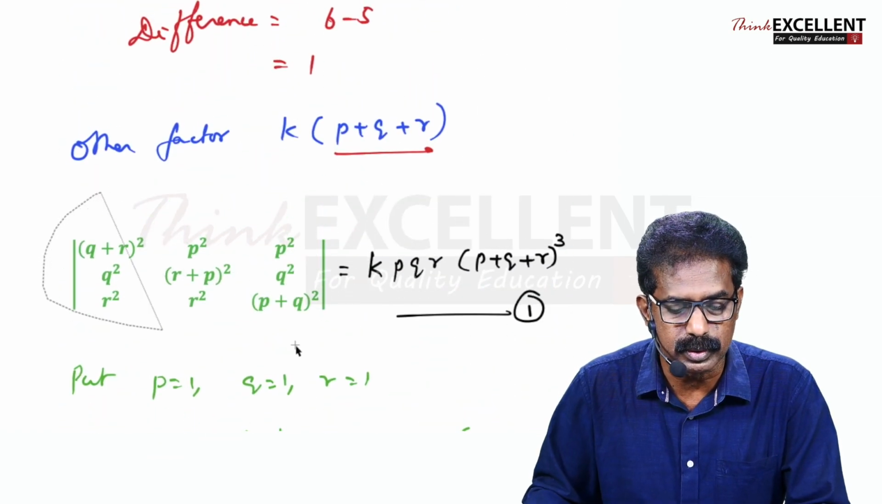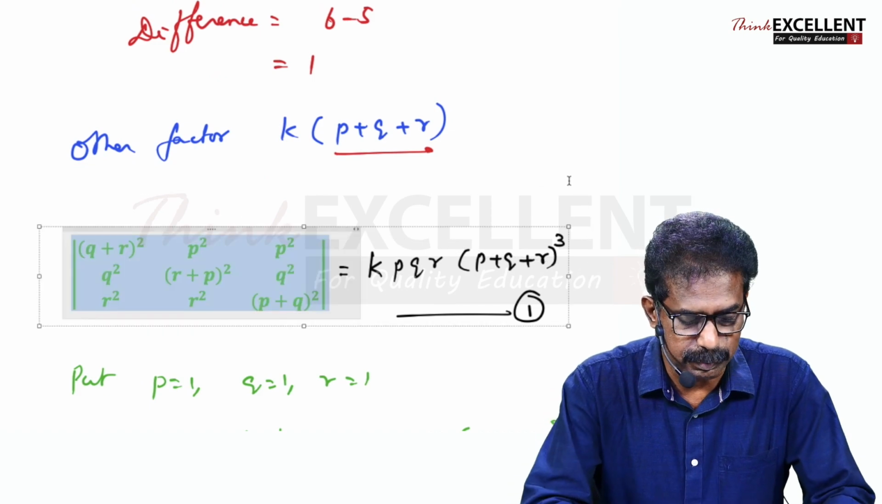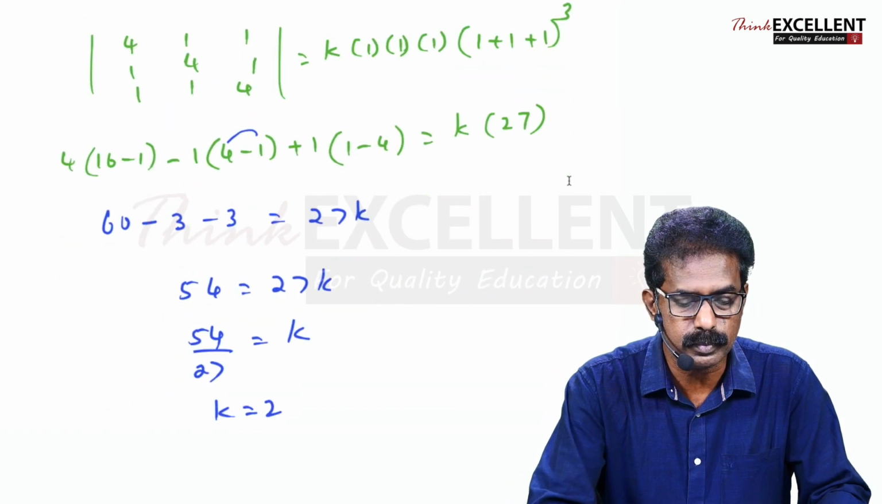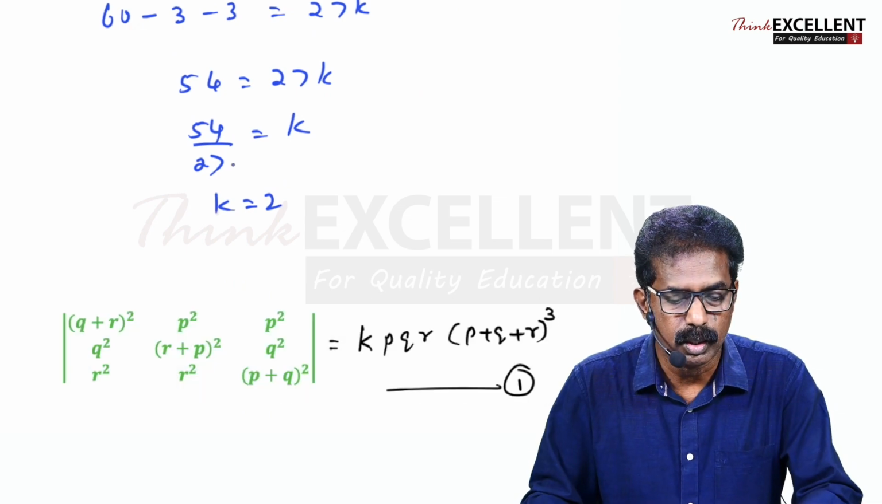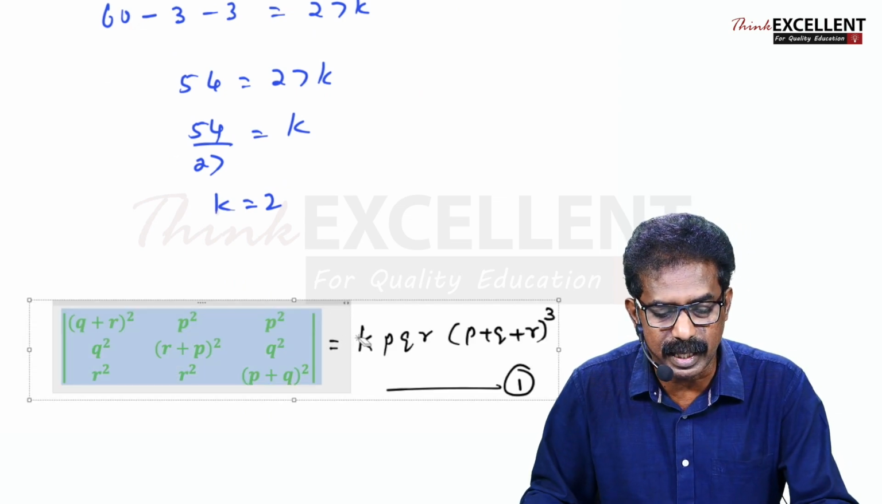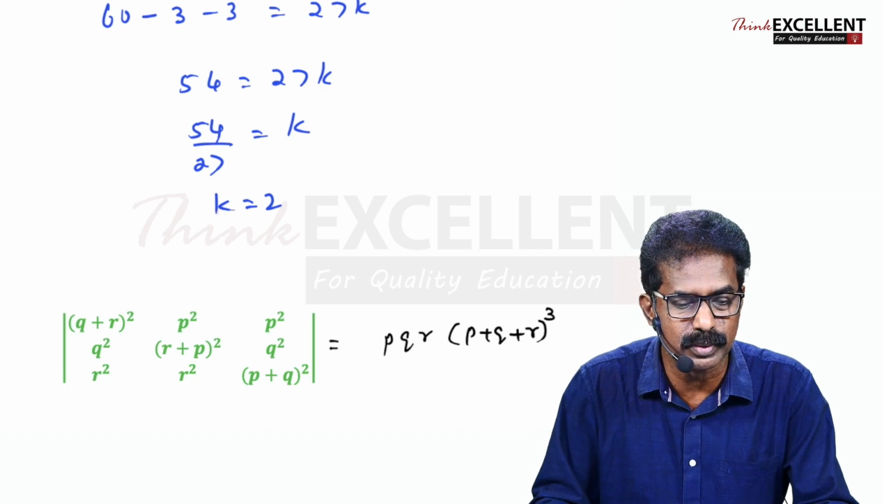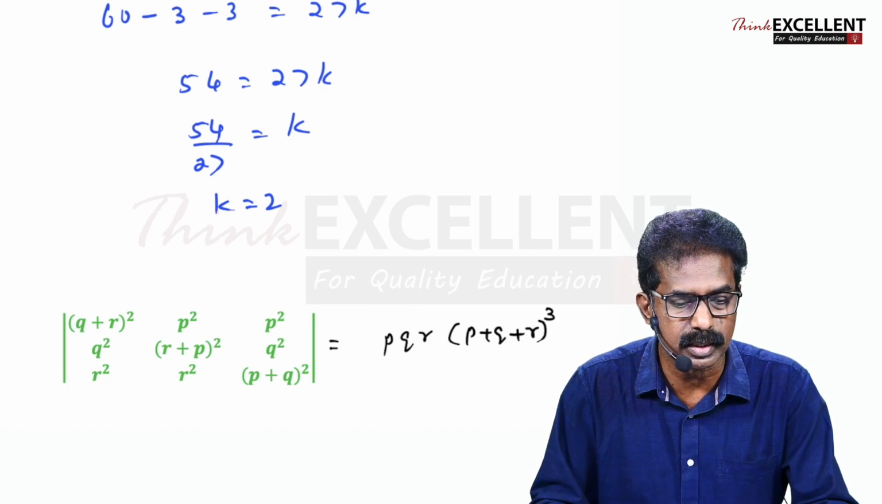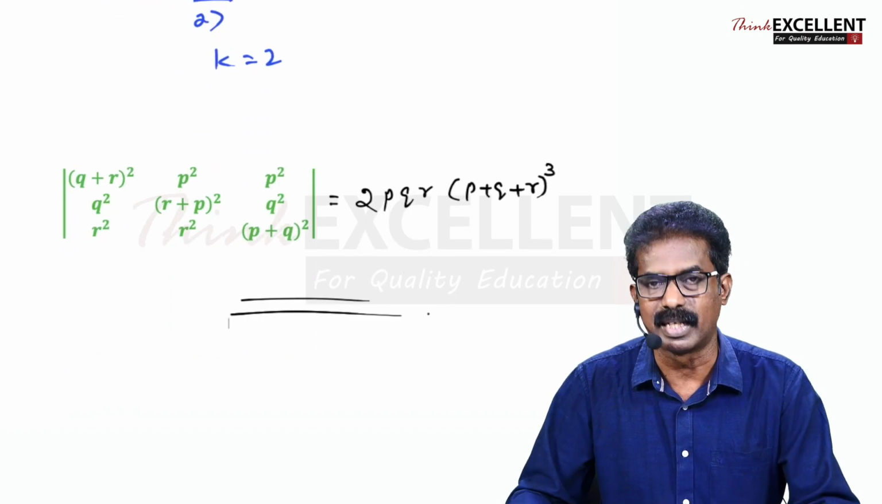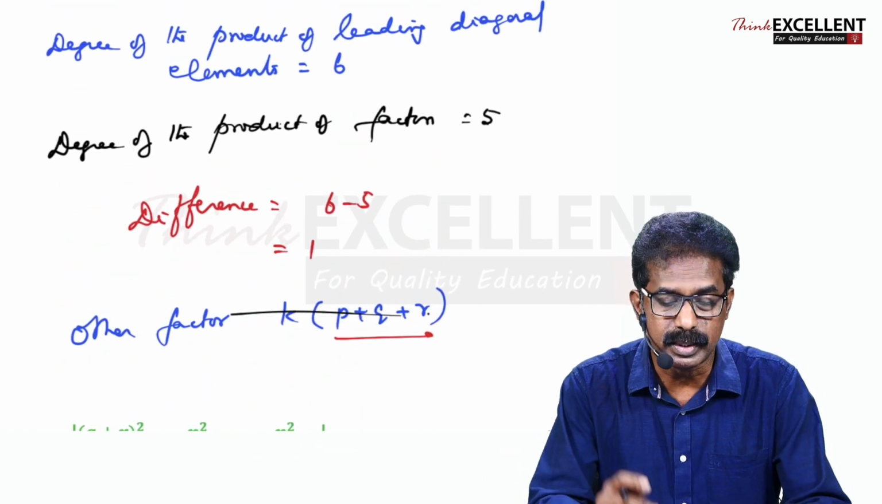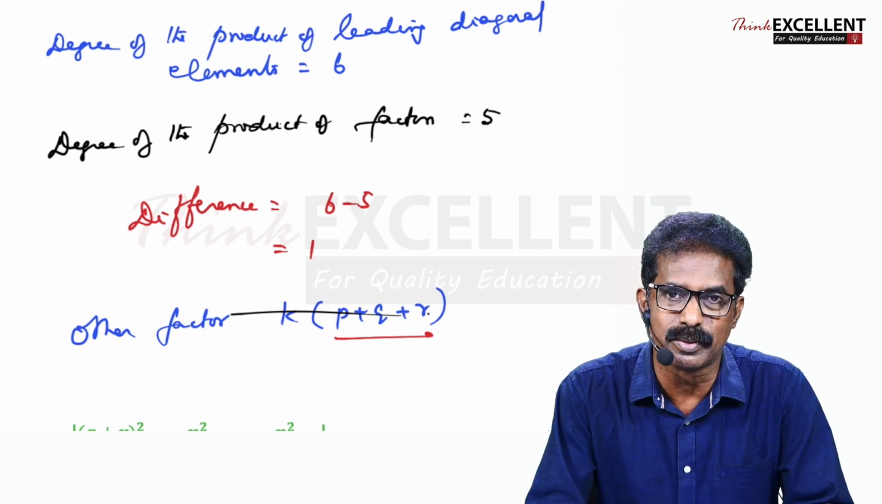Now what to do? You substitute here, right? So substitute in the first equation. The first equation is this one. Only thing, the k value, you got it now. What is the k value? 2. Instead of k you write 2, and this is your final answer. Okay, hope you understood this. With this idea you practice the remaining questions. We'll continue in the next class.